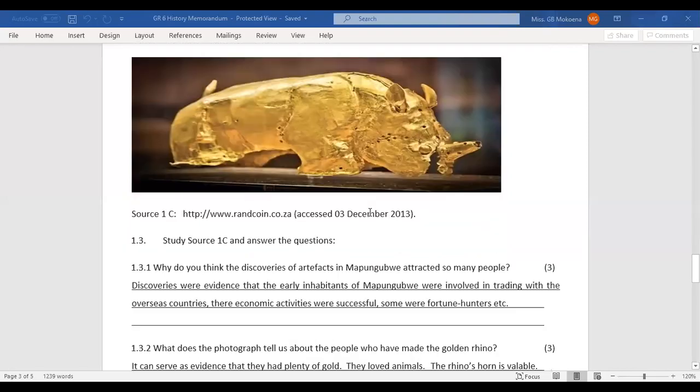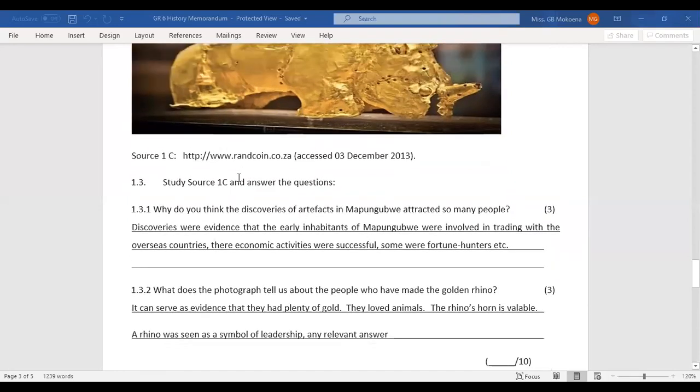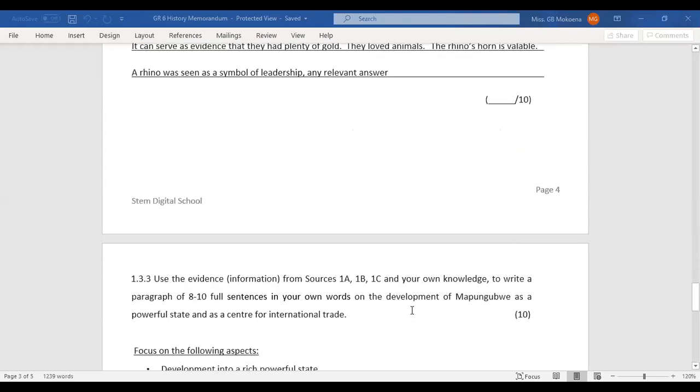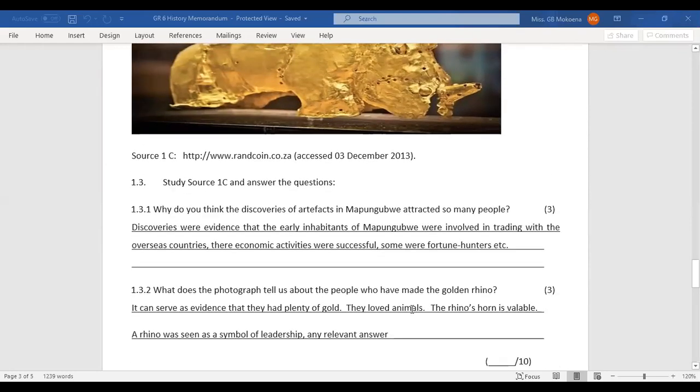Cool, we are out of time. Let's just quickly answer these 2 questions. Study Source 1C and answer the following question. Why do you think the discoveries of artifacts in Mapungubwe attracted so many people? Lloyd. Ma'am, they were valuable and they were beautiful and they were historically important. Yes, nice. Mark yourself correct. Thank you, ma'am.